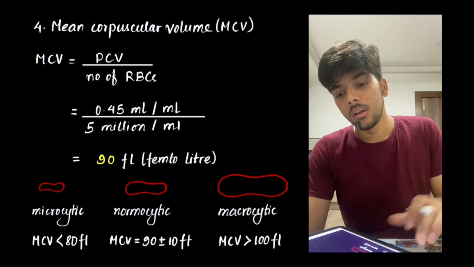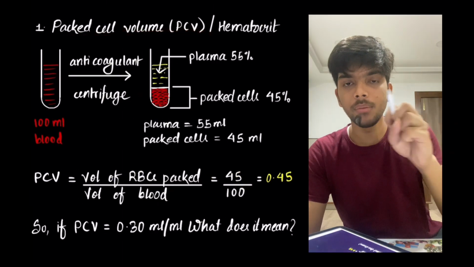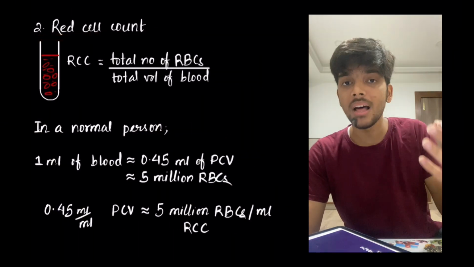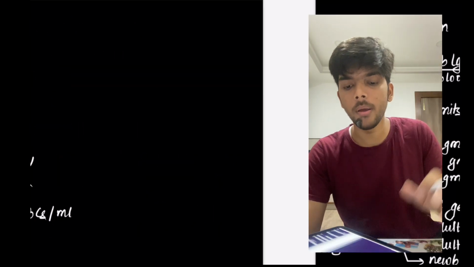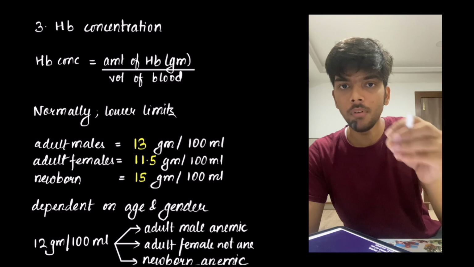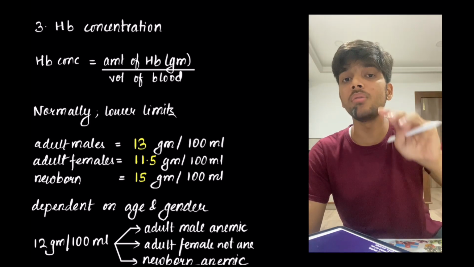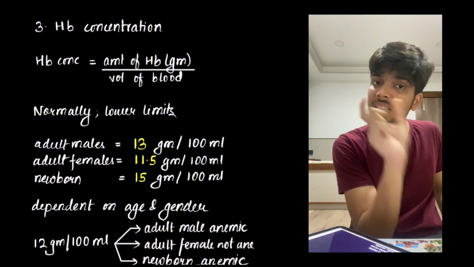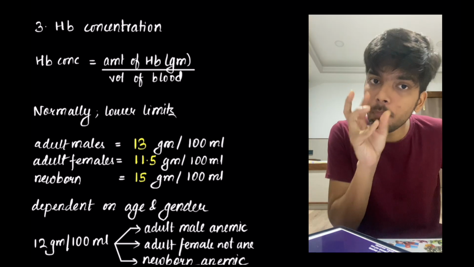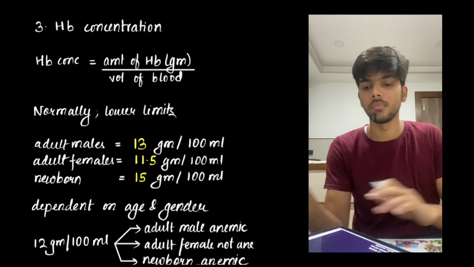Okay. Now that we have seen three different indices: packed cell volume, the volume of RBCs packed together per unit volume of blood; red cell count, total number of RBCs per unit volume of blood; and hemoglobin concentration, amount of hemoglobin present per unit volume of blood. Using these three different indices, we are going to find out the rest of the indices that are for single RBCs. These three indices were for your certain sample of blood, but now we are going to look at a single RBC from that sample of blood.